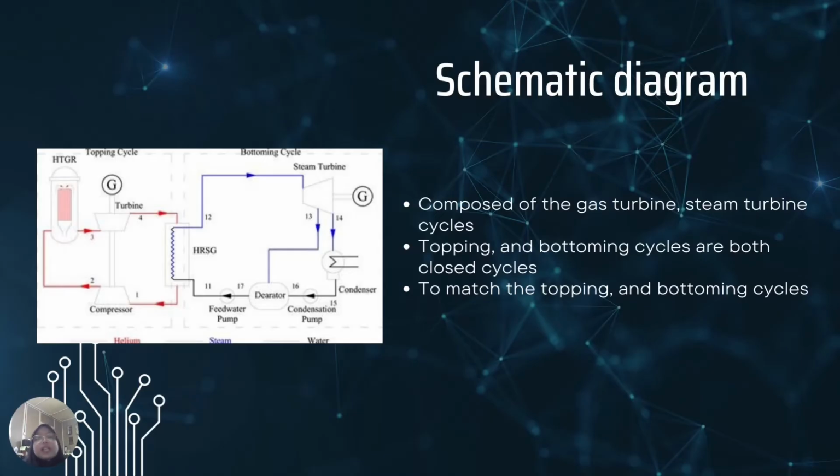Next is the schematic diagram for the advanced reactor. The combined cycle is composed of the gas turbine and steam turbine cycles, and it can realize the cascade utilization of high quality energy. In the combined cycle coupled with HTGR, the topping and the bottoming cycles are both closed cycles. Therefore, the optimization of cycle efficiency is to match the topping and the bottoming cycles.